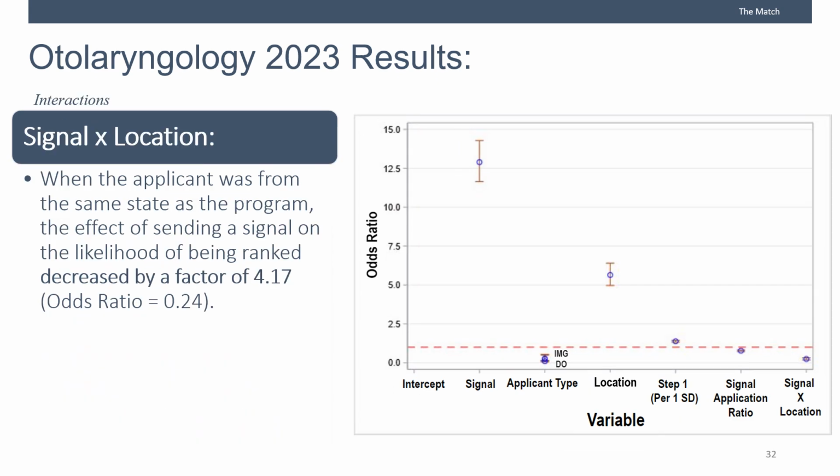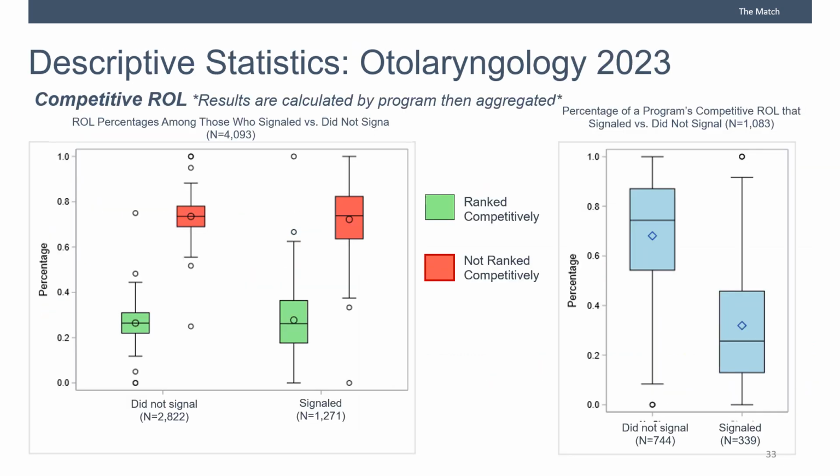Finally, looking at our signal and location interaction, when the applicant was from the same state as the program, the effect of sending a signal on the likelihood of being ranked decreased by a factor of 4.17. This doesn't indicate an overall decrease in the likelihood of being ranked. Rather, it means that the combined positive effects of sending a signal and being from the same state are less pronounced when both factors are present. In other words, the signal has a stronger effect on applicants from out of state compared to those from the same state. When both the signal and state alignment are present, the signal's impact is slightly diminished compared to when the applicant is from a different state.